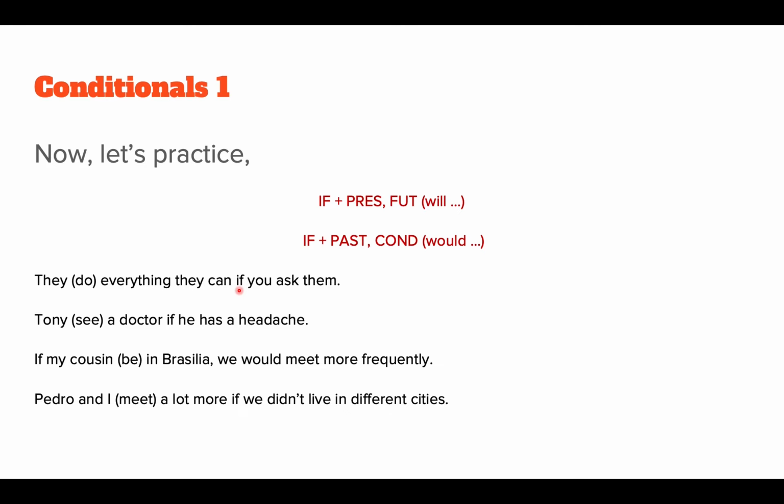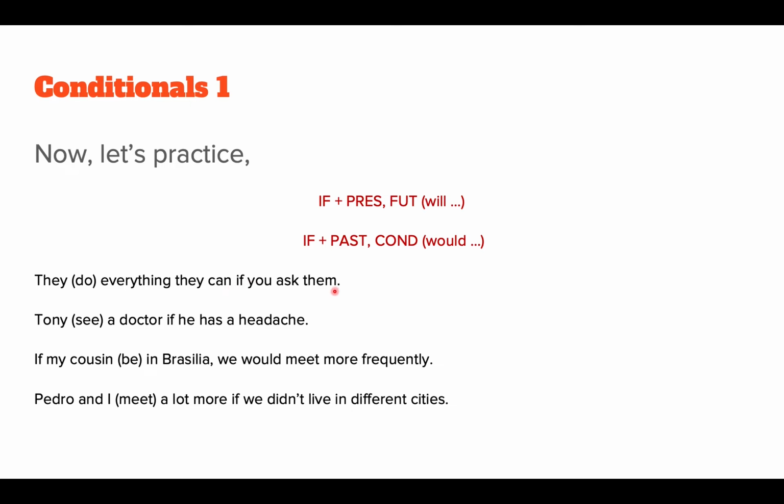You know that there are two possible verb tenses for this part, the present and the past. So you're going to look at the verb that comes after if, right? In the if part of the sentence. If you ask is present. So it's if present. The other part is will, right? Future with will. So you're going to use this verb in the future with will. So they will do everything they can if you ask them.